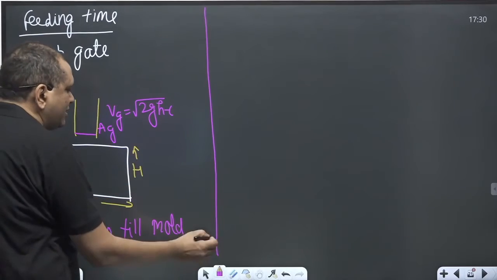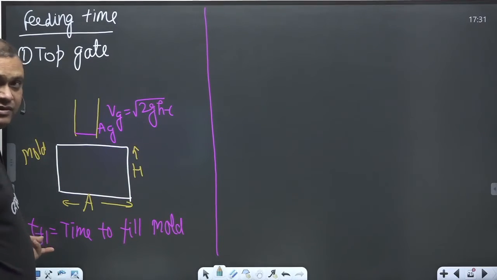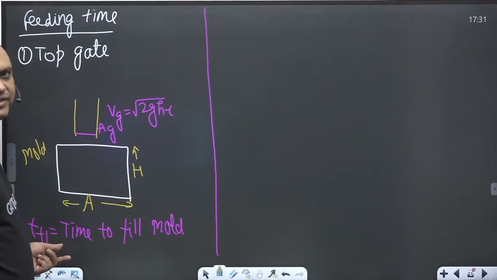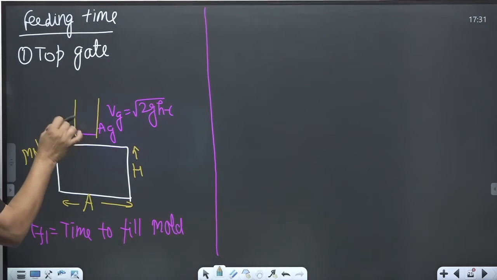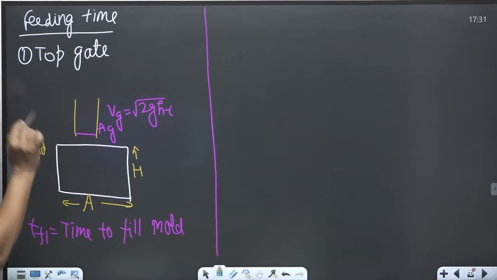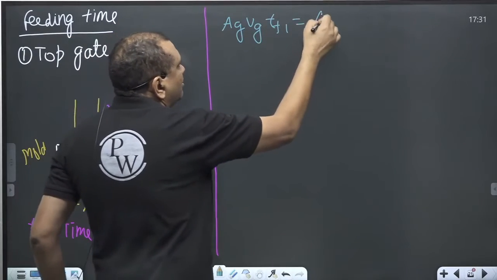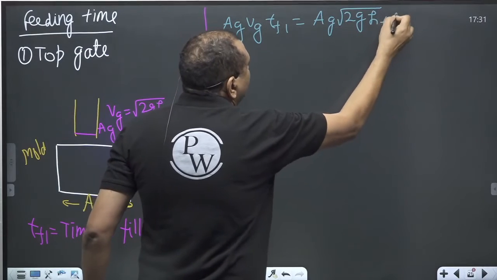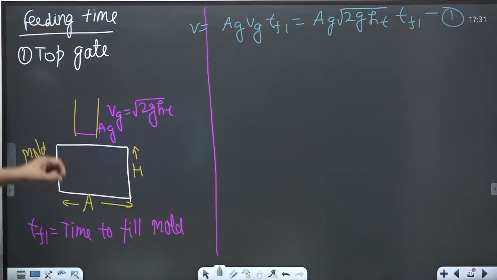So this calculation is very, very simple. Generally, whenever we say TF1, it's a top gate. TF2 is the bottom gate. So in the TF1 time, how much is the volume of liquid metal coming out of the gate? Ag Vg into TF1, or Ag root 2gh into TF1. It is the volume of metal coming out through the top gate.